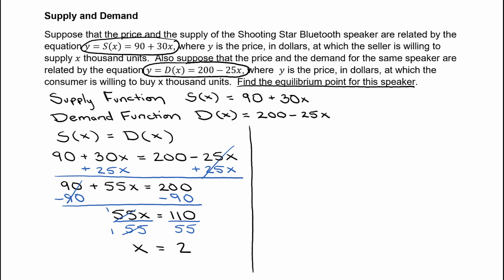So now here on the right hand side, we are now going to find the value for y. So I'm going to write y equals, and I'm going to choose d of x. You could actually choose either one, d of x or s of x. They'll both give you the same number. So I'm just going to choose d of x equals 200 minus 25x.